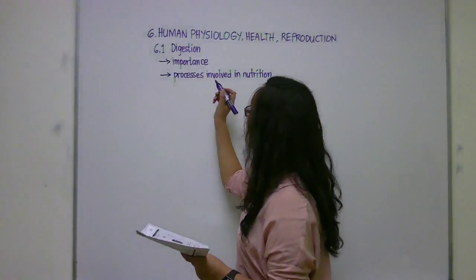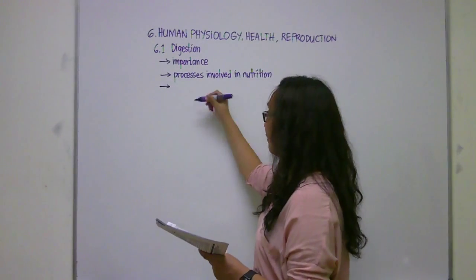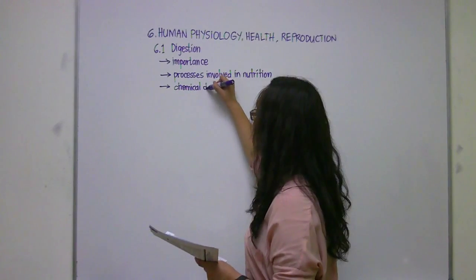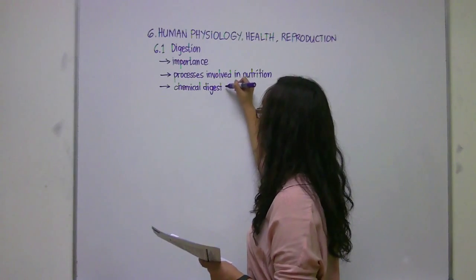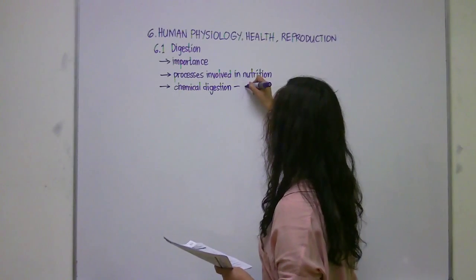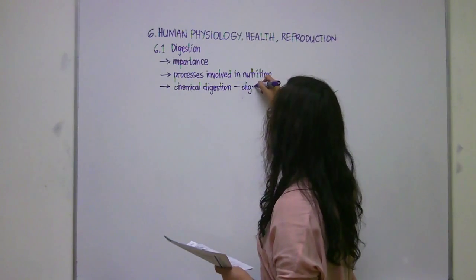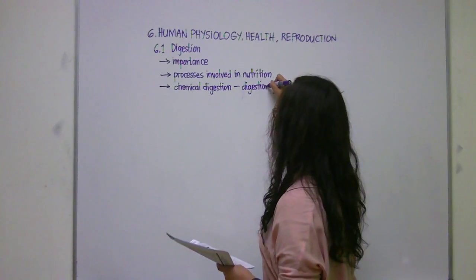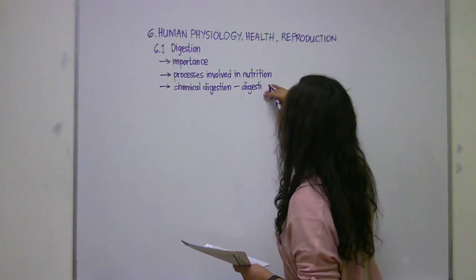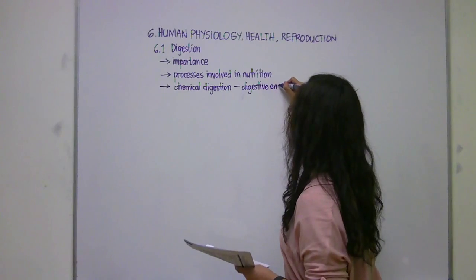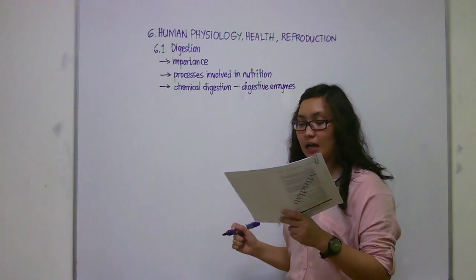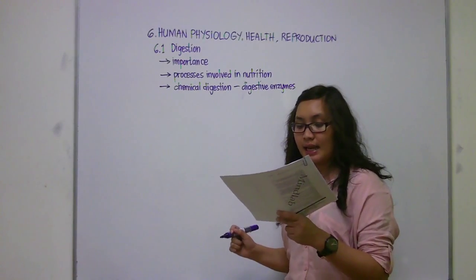One of the processes in nutrition involves chemical digestion. Under chemical digestion, we have to include as well the importance of enzymes, more specifically digestive enzymes. For both SL and HL students, in the core part, they are only required to learn three digestive enzymes, namely amylase, protease, and lipase.